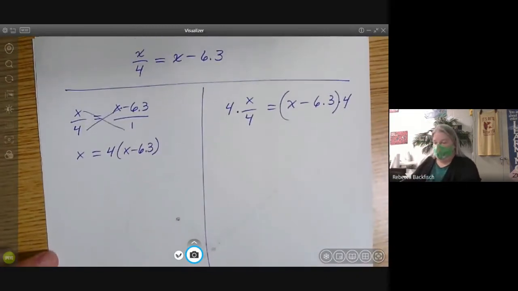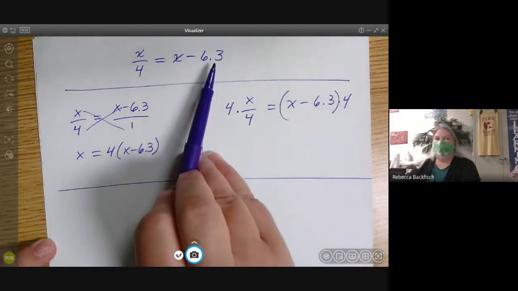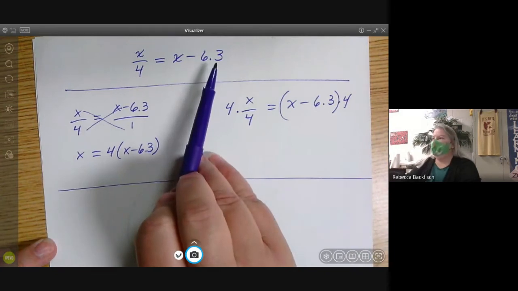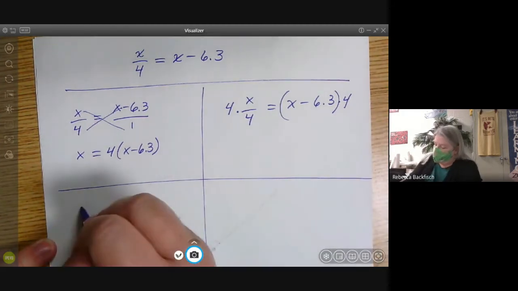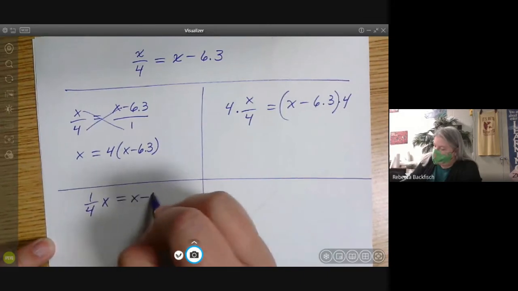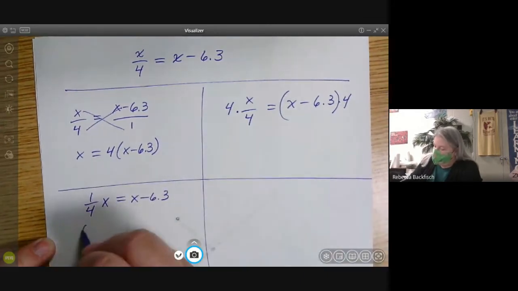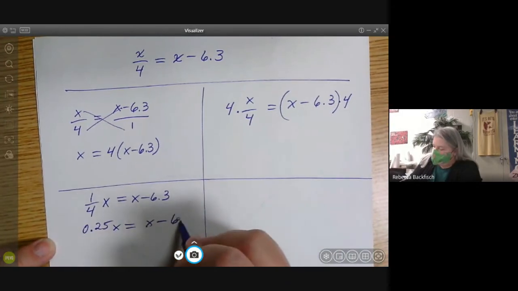Couple of other ways you could look at this. When you have fourths, it's not usually a great idea to change fractions to a decimal, but number one, this problem already has decimals, so that kind of makes it legal. Number two, fourths are really nice, clean, tidy decimals. They're not repeating decimals. So I could change this, this means this, so I could change it to 0.25x. And then just solve it as usual.